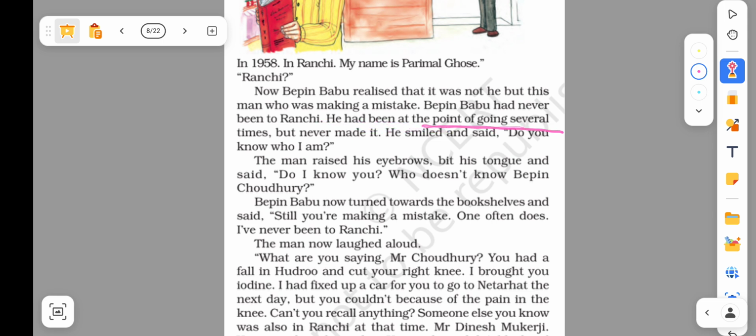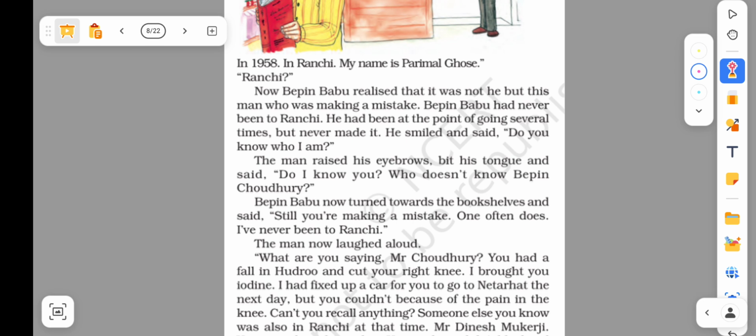He had been at the point of going several times but never made it. He smiled and said, "Do you know who I am?" The man raised his eyebrows, bit his tongue, and said, "Do I know you? Who doesn't know Bipin Choudhury?" So Bipin Da asked him, "Do you know who I am?" You are saying that you know me, you have met me several times in Ranchi. But I have never been to Ranchi. So if you know me, tell me my name, who am I?